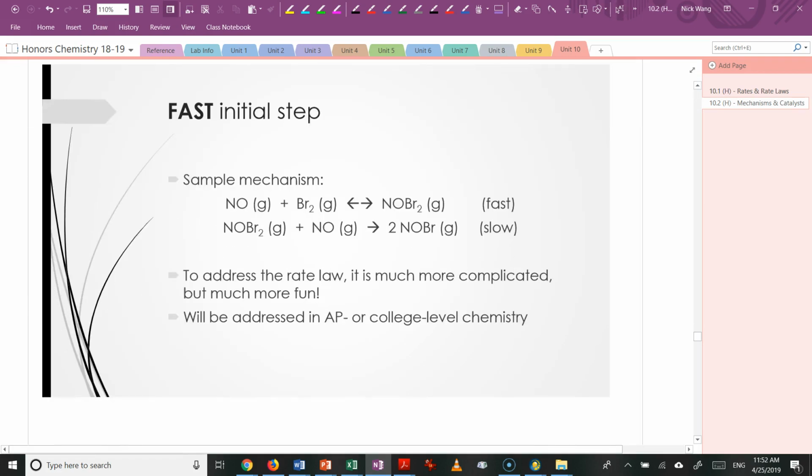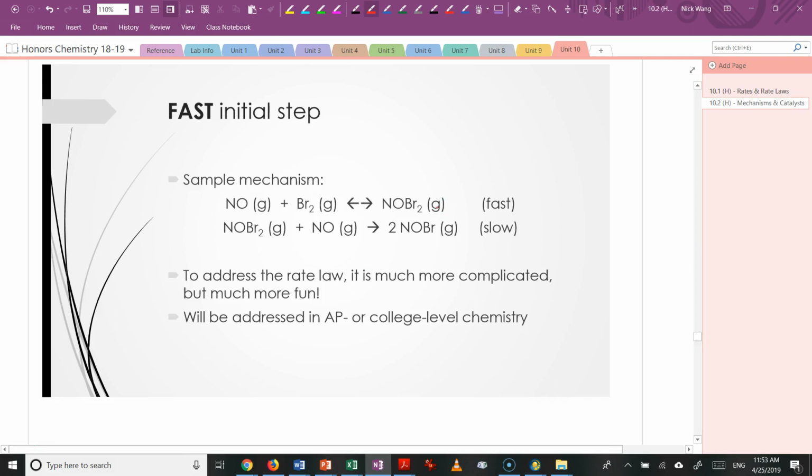Some of you may be wondering, well, what if you don't have a first elementary step that is the slow step, the rate determining step? There is a fast initial step, right? In this example here, this is one that we could look at later on, but you've got NO and Br2 and so on and so forth. This is a mechanism that you could use to figure out rate laws and such.